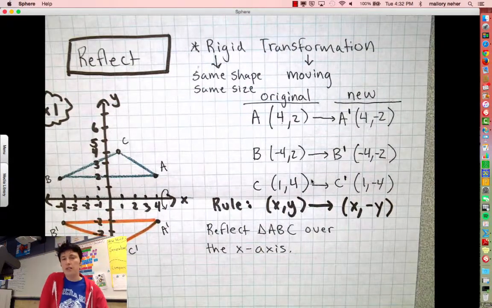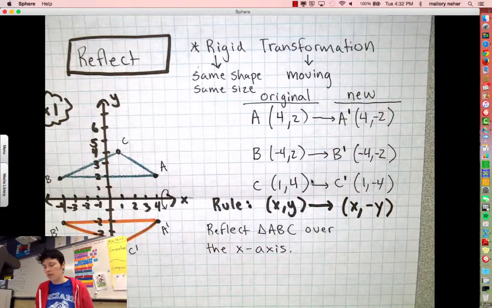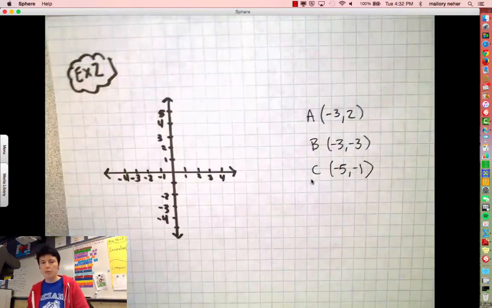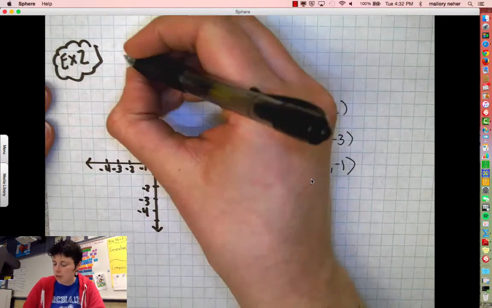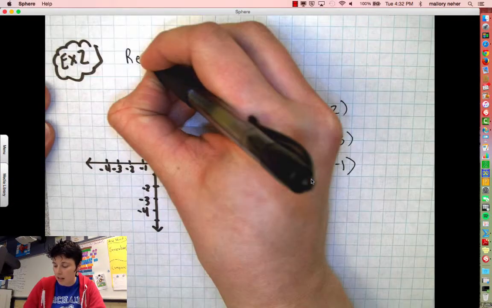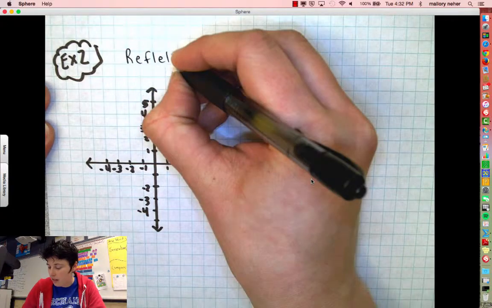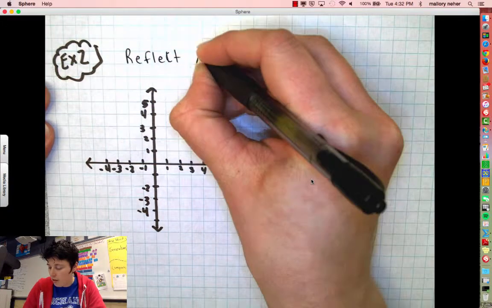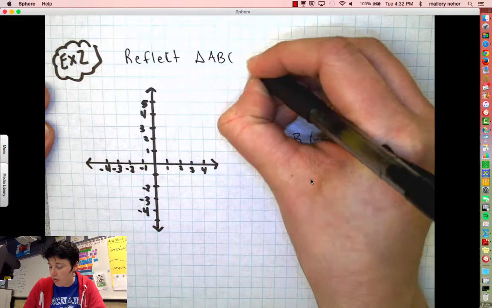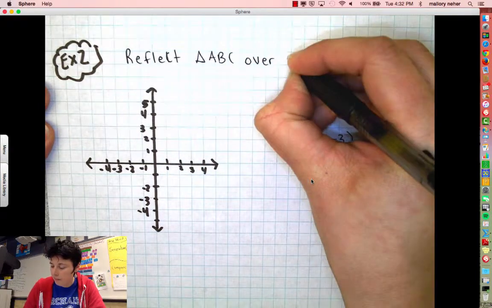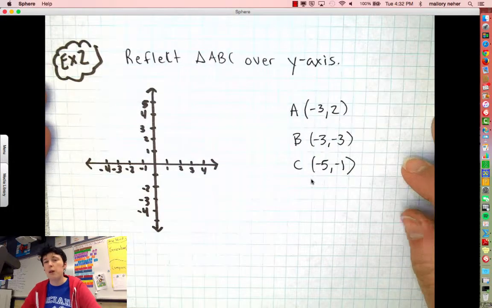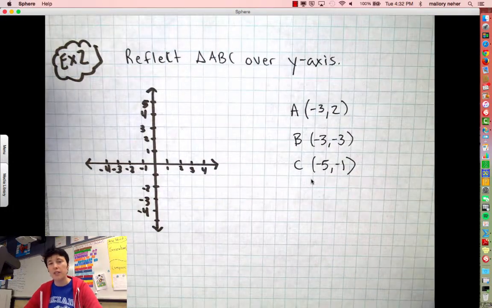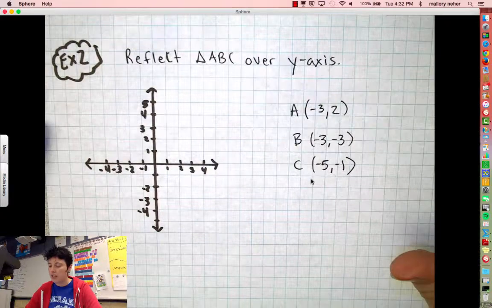So let's try a different one. That was kind of an overarching problem, just to show you the basics here. But let's try one of these with a brand new triangle. Let's take this next problem and change the directions to reflect over the y-axis. So reflect triangle ABC over the y-axis to change it up. And if you'd like, you could pause the video and try the whole problem first, see if you got the hang of this before I do it.